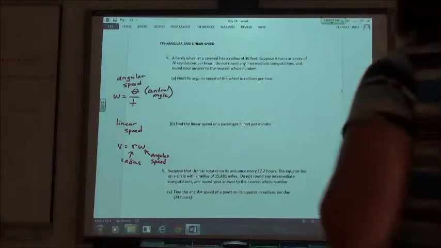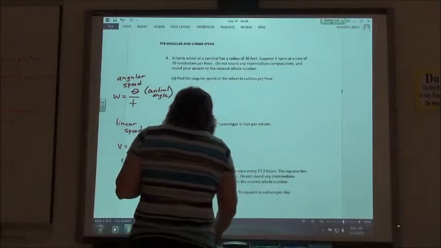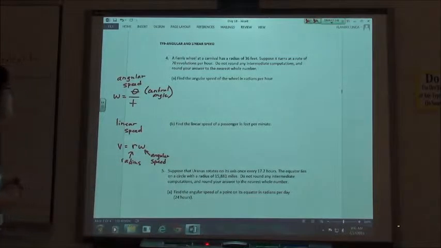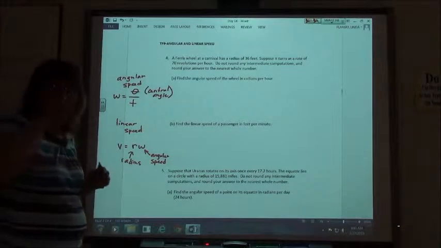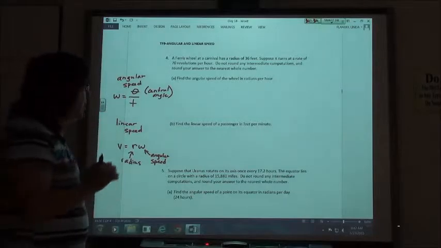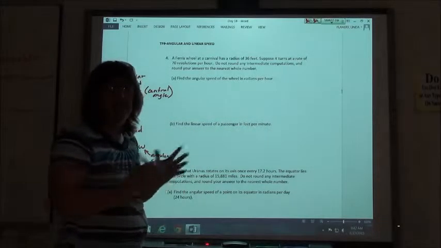All right, 4, 5, and 6 have to do with angular and linear speed. For angular speed, it's how fast your wheel is spinning around. Linear speed, how far a distance does that cover?